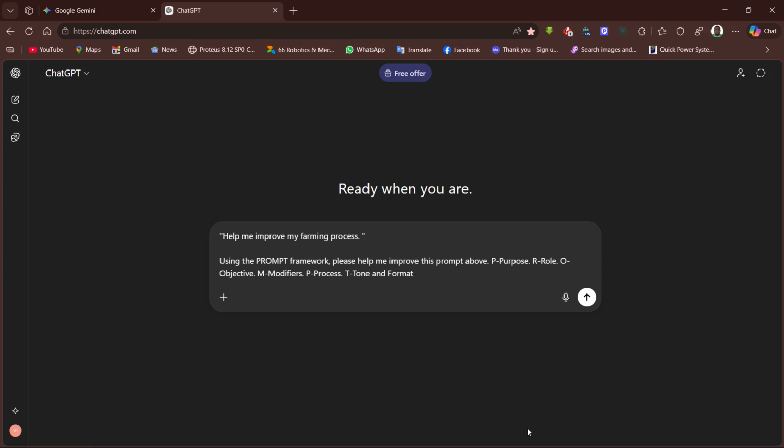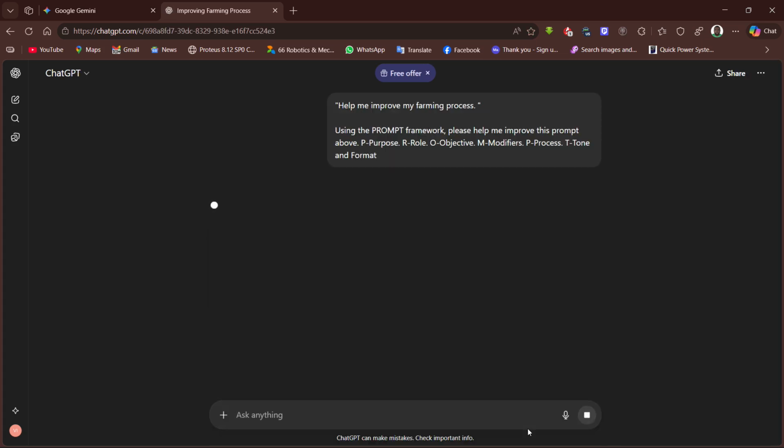Now let's just look at this. "Help me improve my farming process." That is the prompt, right? Now it says using the prompt framework, please help me improve this prompt above. And then we define the prompting framework, right? We have P, purpose, R, role, O, objective, M, modifiers, P, process, T, tone and format. Let's see what we get.